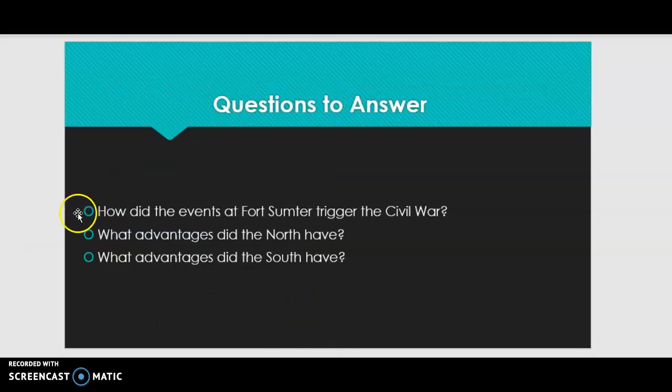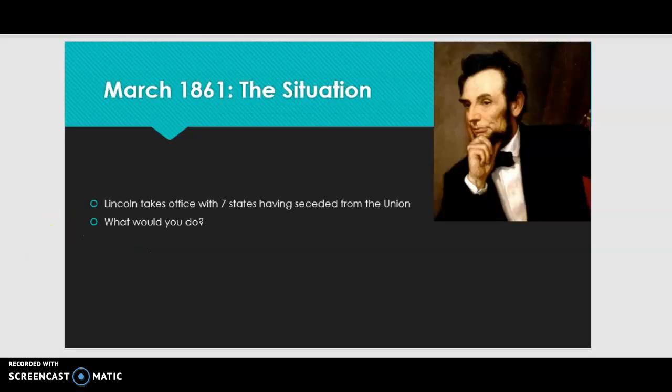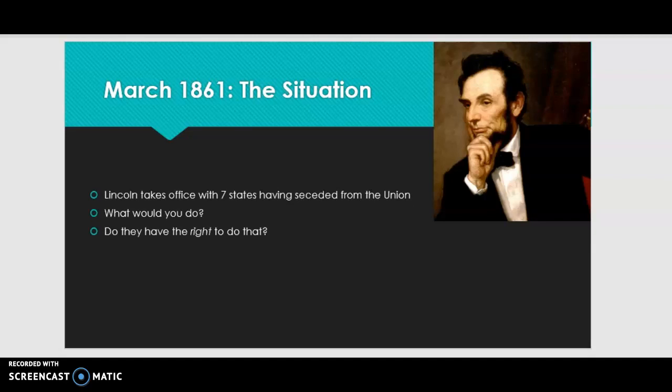All right, so our questions to answer today. How did the events at Fort Sumter trigger the Civil War? What advantages did the North have and what advantages did the South have? Well, let's talk about Lincoln being sworn in as president, the situation. Okay, so Lincoln takes office with 7 states having seceded from the Union. What would you do? That's a tough spot for a brand new president to be in.